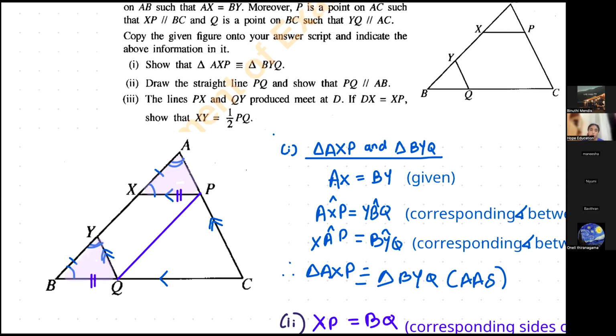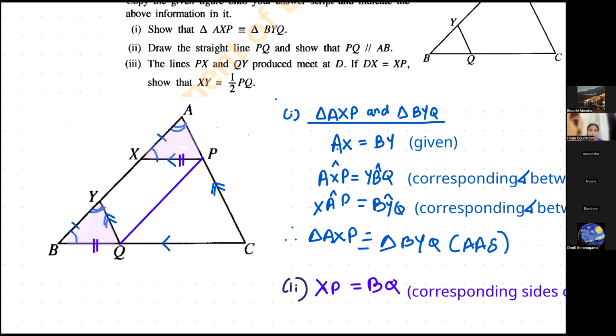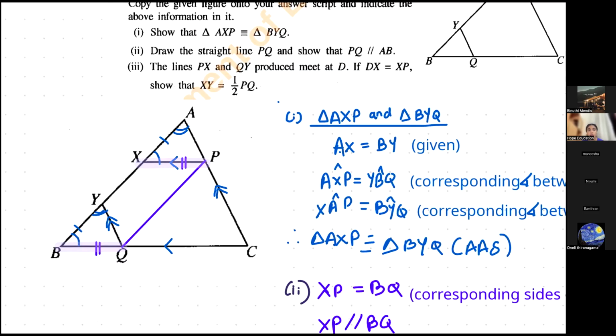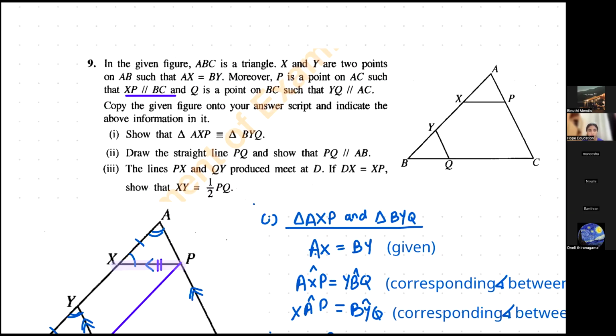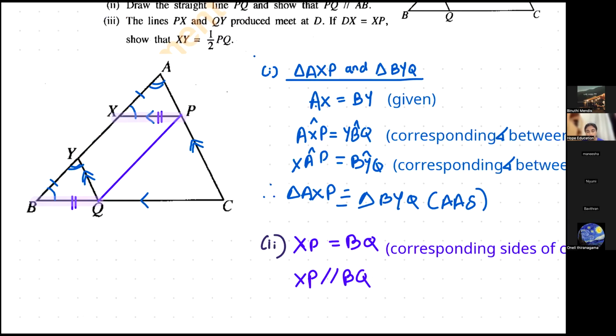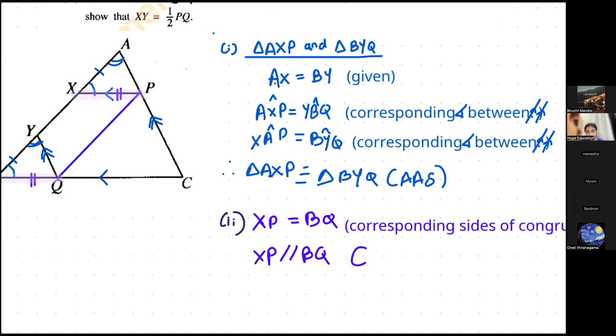Okay. Since these two are congruent, you can say that this side and this side are equal. Can you see that they are also parallel? XP and BQ are equal, and XP is also parallel to BQ. Why? Because it was given earlier that XP is parallel to BC, and BQ is a part of BC. You can write: because XP is parallel to BC.